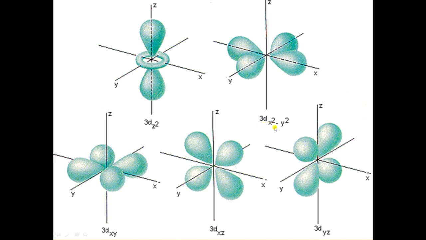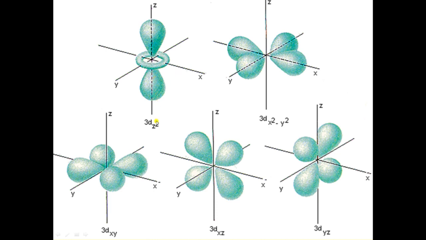Here in 3d x square minus y square, the electron cloud is present on the y axis and x axis. So you have to see only the x axis and y axis. The electron cloud is present on the x axis and y axis.